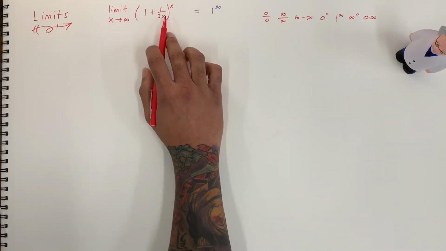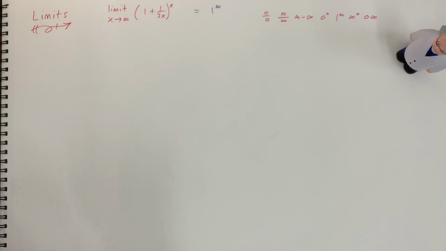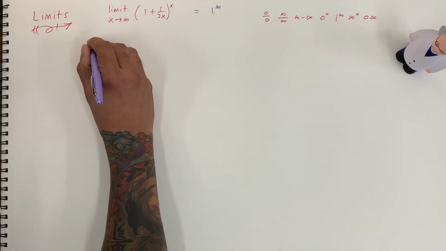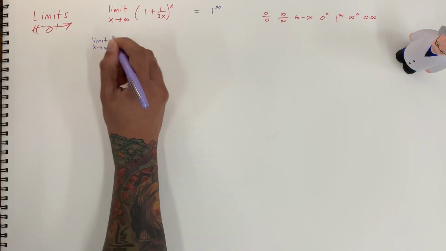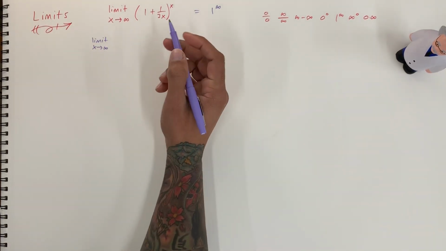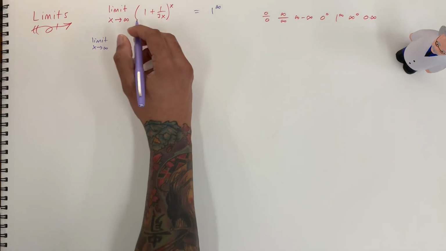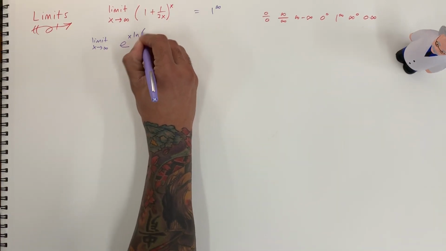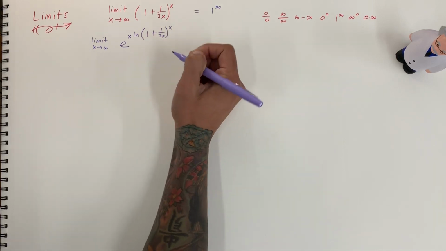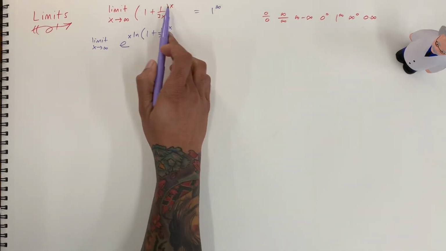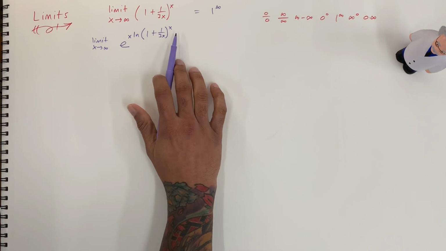So let's rearrange this right here. All we're going to do is some algebra. I'm just going to rearrange it. I'm going to write the limit as x goes to infinity of e raised to the x ln of 1 plus 1 over 3x. Okay, this is the same thing as this, right?